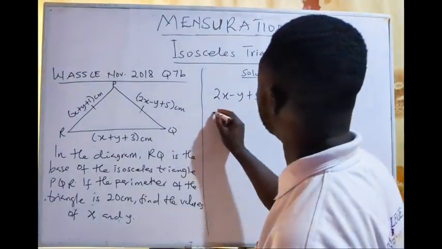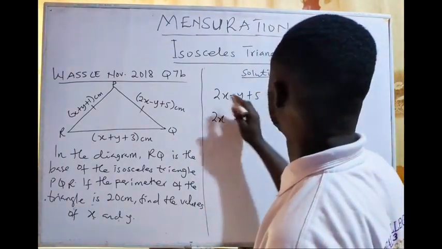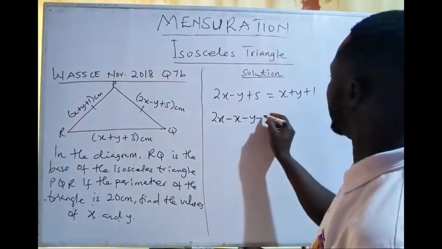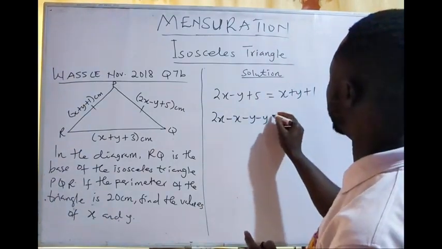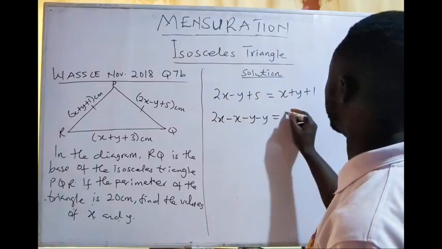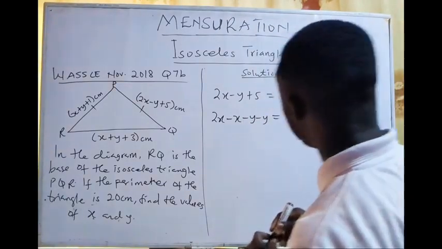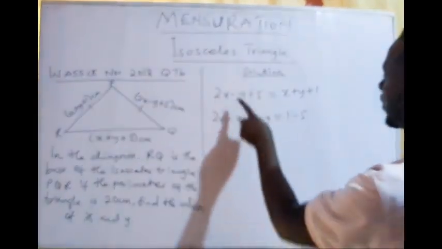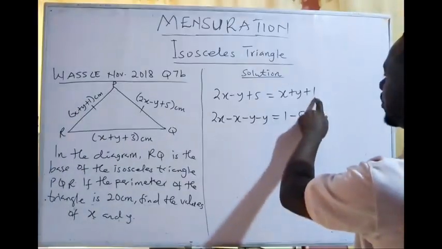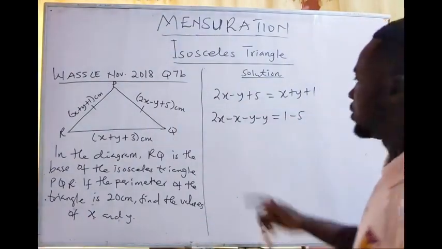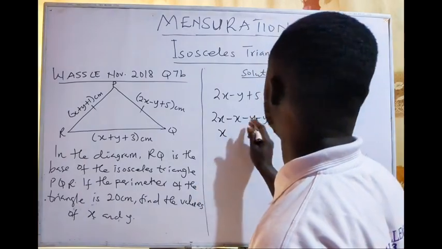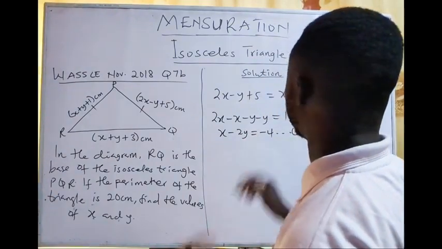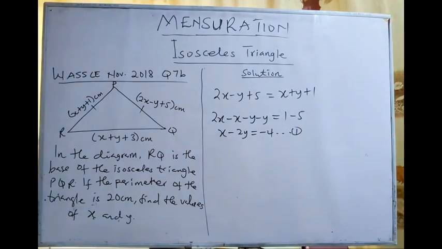So I can get what? 2x. I'll bring the x here to be minus x, then I have minus y, then the y will come here to be minus y, then I have plus this. I'll send the 5 to the constant side so that I have 1 and then minus 5. So 2x minus x will give me x, minus y minus y will be minus 2y, equal to negative 4, equation 1. So I can get this one as my first equation.